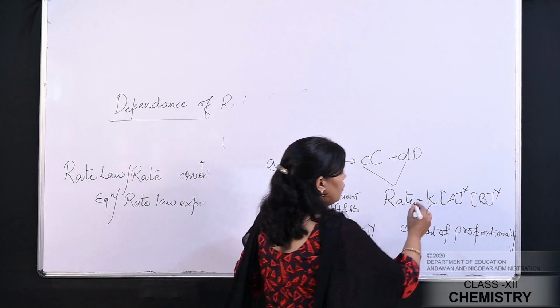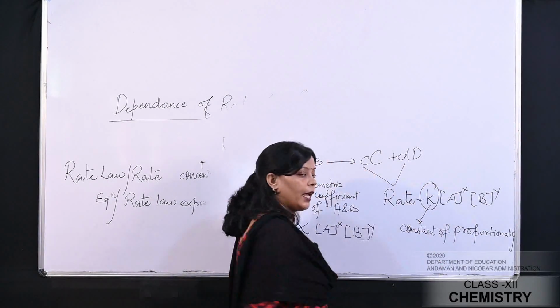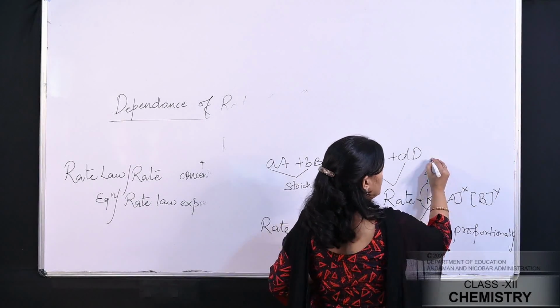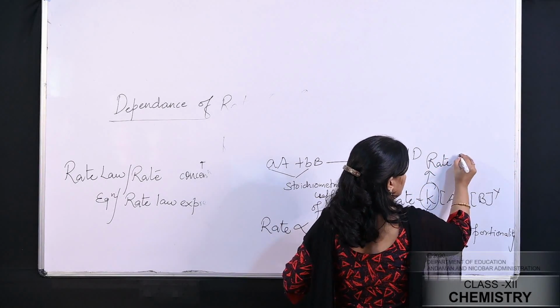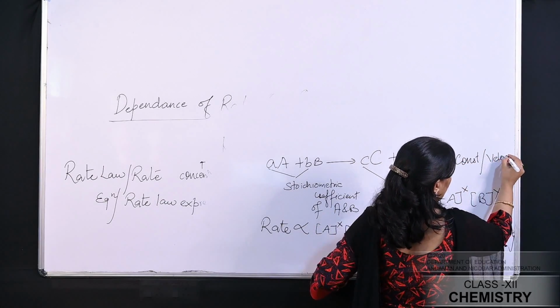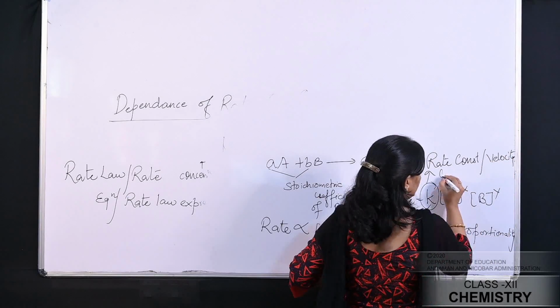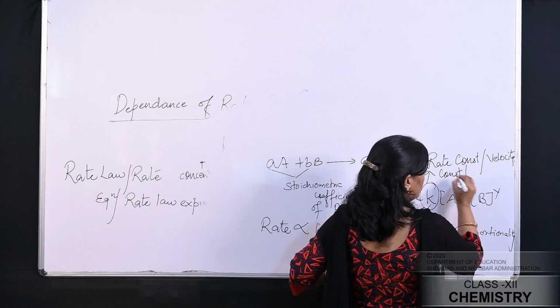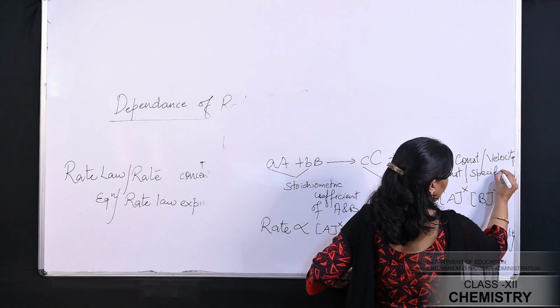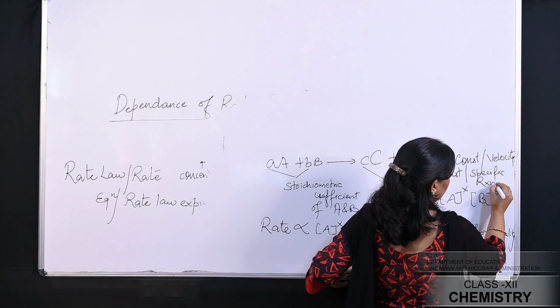After that, what is k? This k is the constant of proportionality, which is also named as the rate constant or velocity constant, or it can also be named as the specific reaction rate.